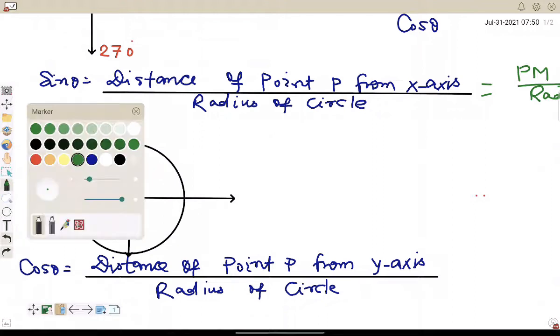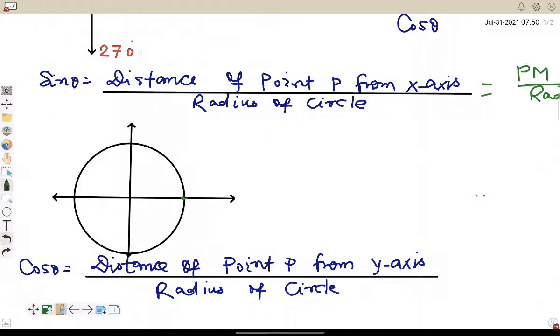And what happens if we take the value P? In this case P lies on the x-axis. So from the basic definition, if you talk about theta, this is the line. So what is theta here? This theta is equal to 0 for this case. Theta is equal to 0.